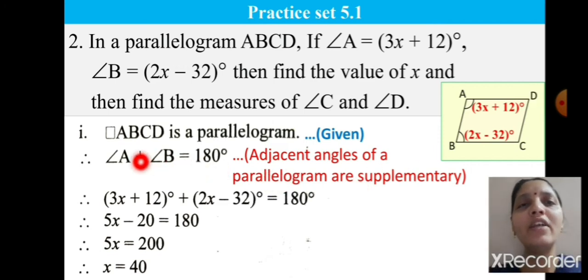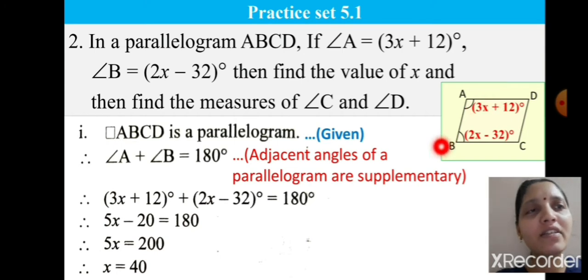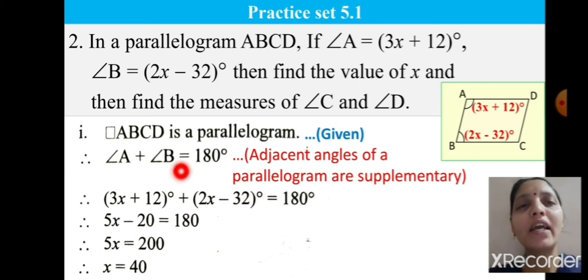So first we will write quadrilateral ABCD is a parallelogram. It is given to us. So we know the properties of parallelogram. So if you add these two angles, angle A and angle B, these are the adjacent angles. Yes. So we know that adjacent angles of a parallelogram are supplementary. That means their addition must be 180 degree. So angle A plus angle B is equal to 180 degree. Now let's substitute the value of angle A and angle B here. Angle A is 3x plus 12 degree plus angle B is 2x minus 32 degree. That is equal to 180 degree.